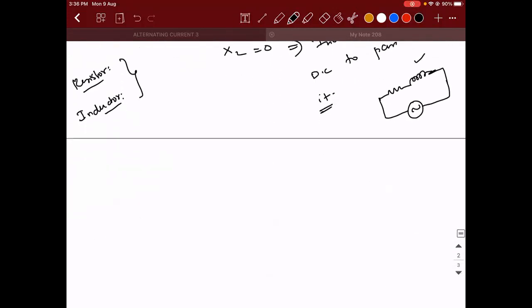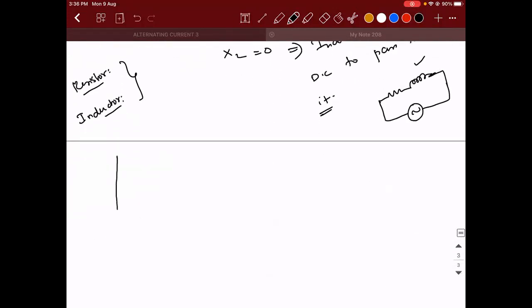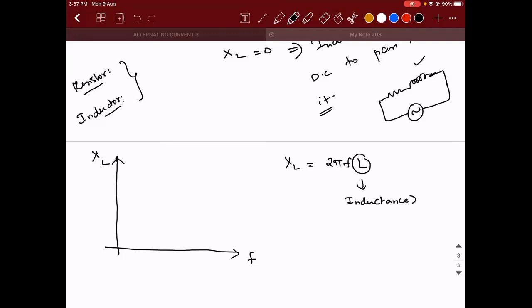Now, if you plot a graph between XL and F, how is the graph going to be? XL is equal to 2 pi F into L. Sir, here L is the length of the inductor, no, sir? Yeah, L is inductance. So 2 pi F into L, where F is the frequency of the alternating source.